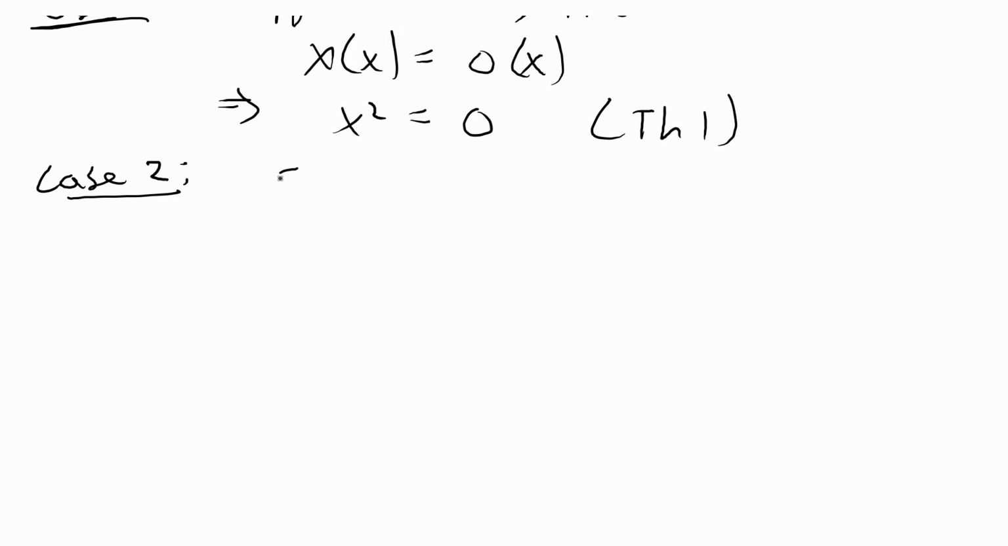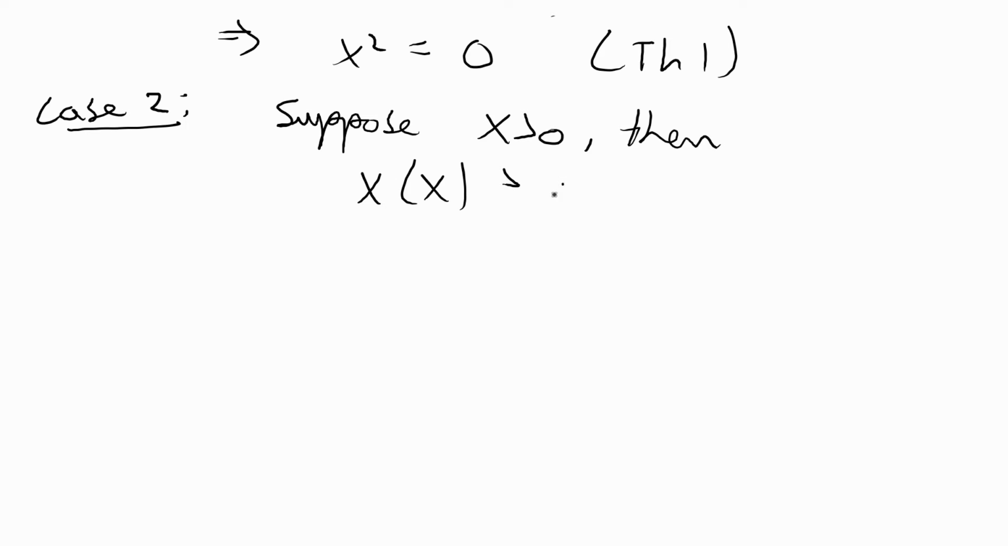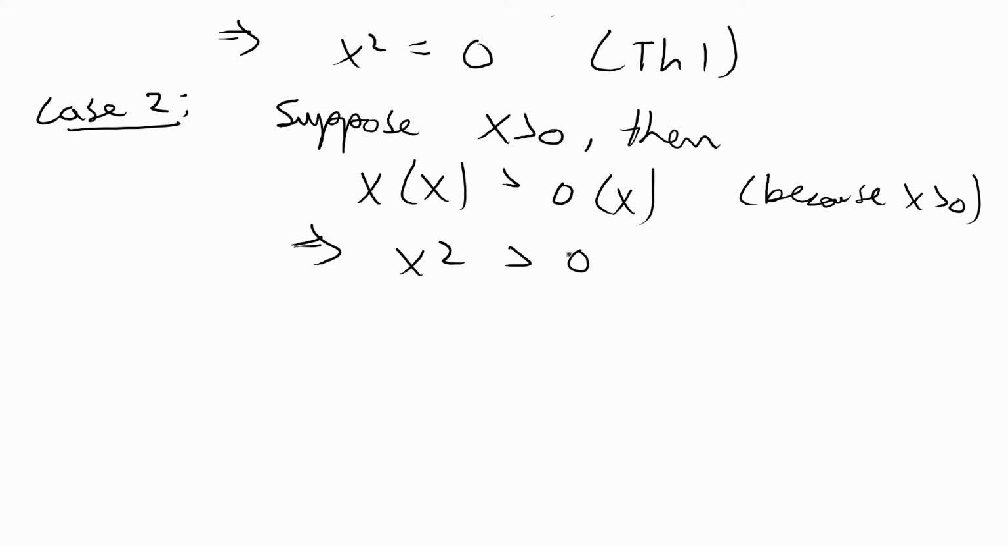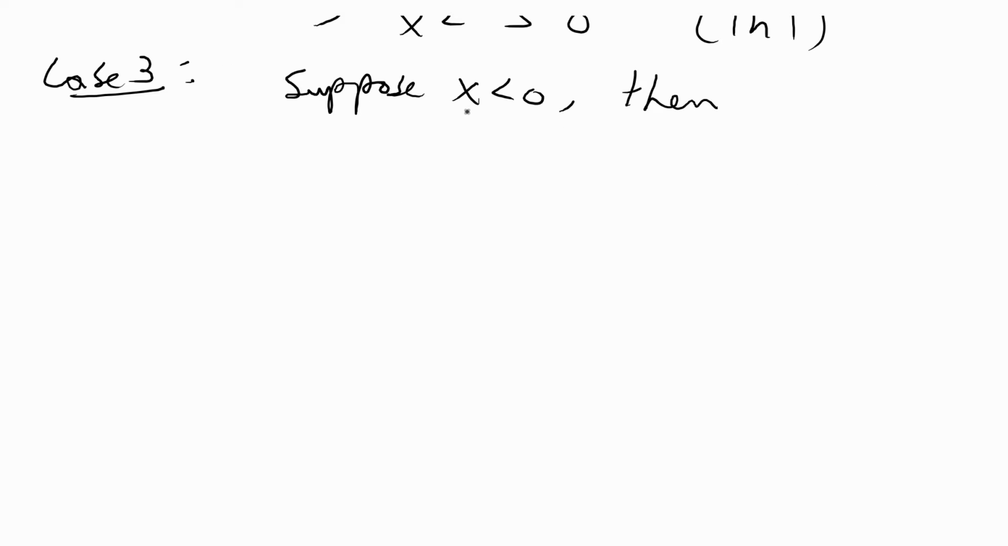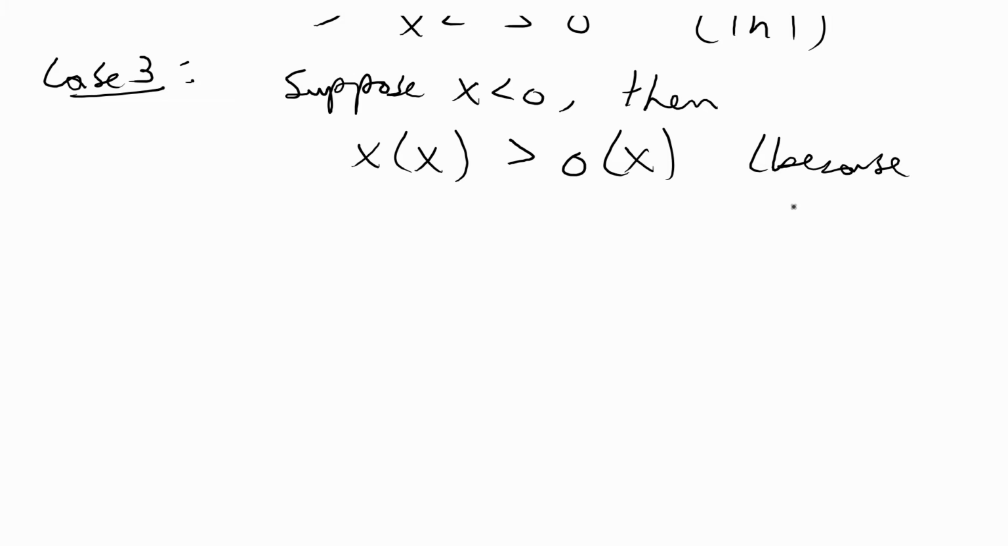Case 2 is suppose x is greater than 0, then x times x is greater than 0 times x. And on the side I wrote because x is greater than 0, this means that x squared is greater than 0. And again, I wrote because of theorem 1. Then for case 3, we have suppose x is less than 0. Then we have x times x is greater than 0 times x, because when you multiply by a negative, you flip the inequality. So I wrote because x is less than 0. So that means we have x squared is greater than 0 again. And again, because of theorem 1.